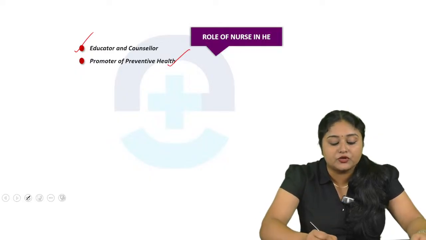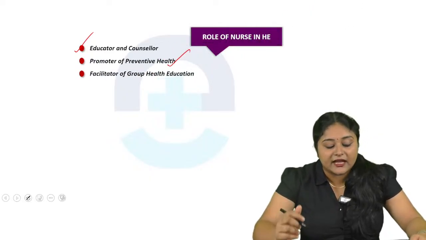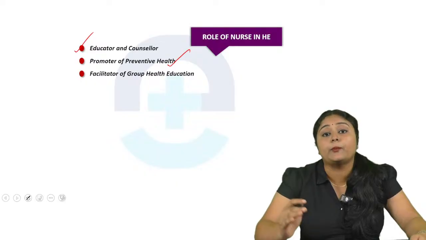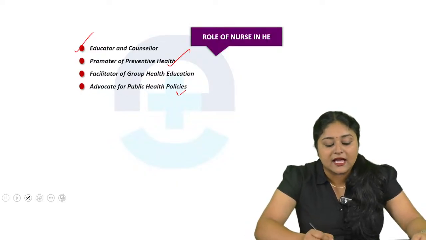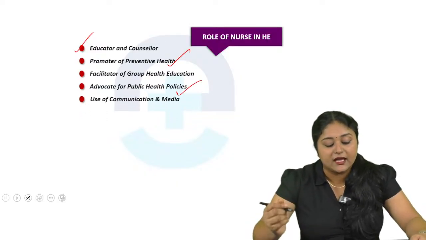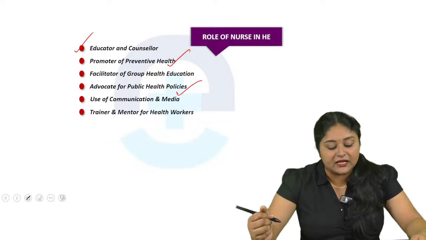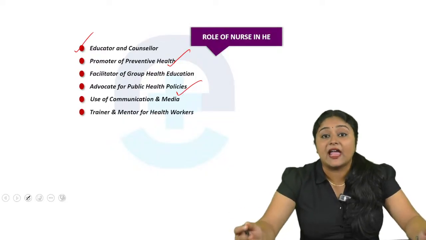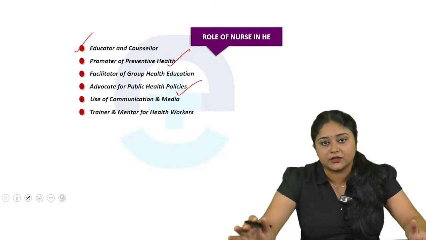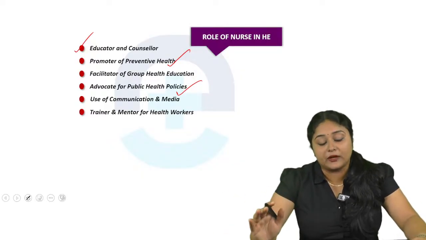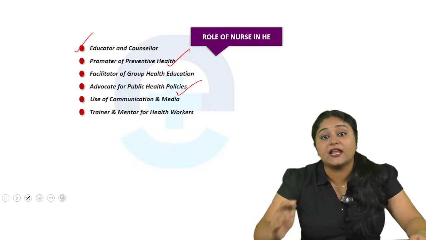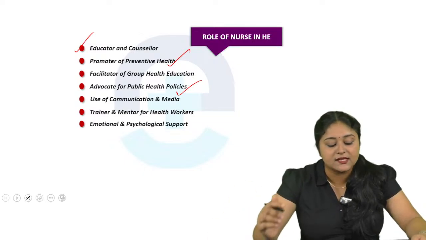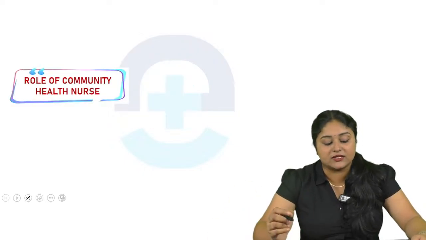Now come to the promotion of preventive health. Next one is a facilitator of group health education. Next one is the advocate for public health policy, use of communication and the media, trainer and mentor of the health workers, means all other health workers should be there. So nurses have to play the main key role as a trainer and mentor for the other health workers. Then emotional and then psychological support.